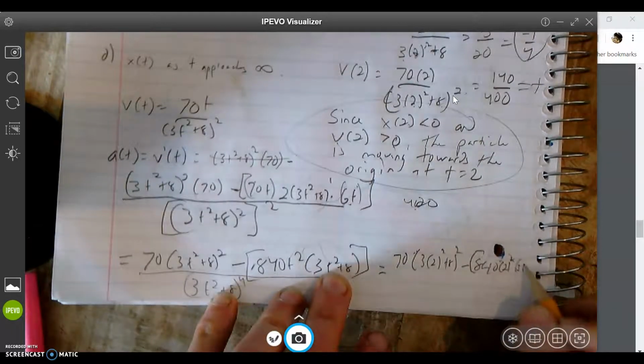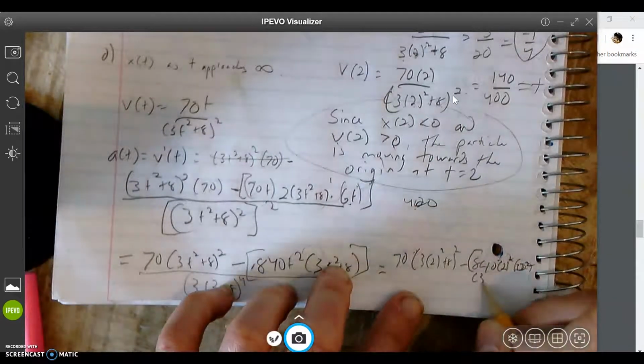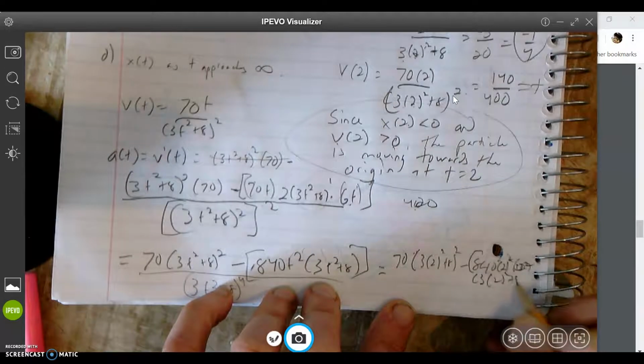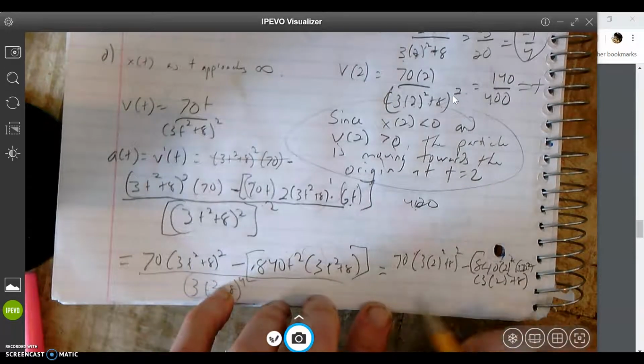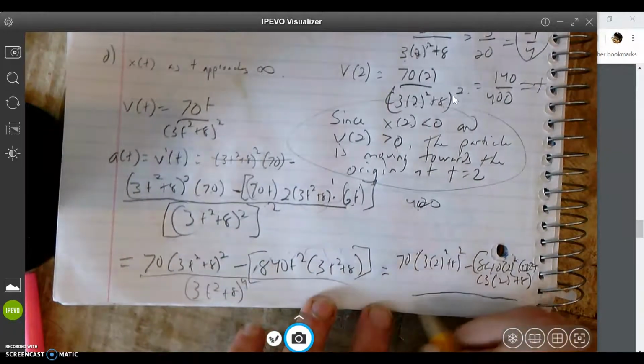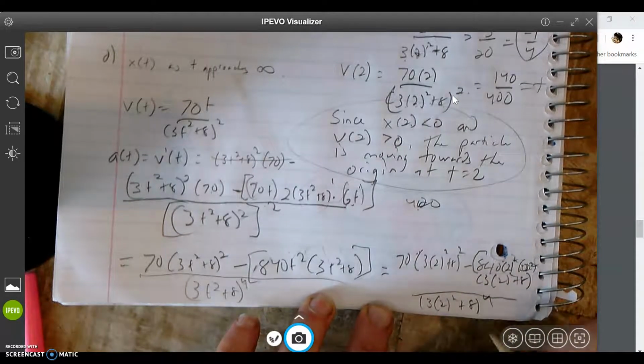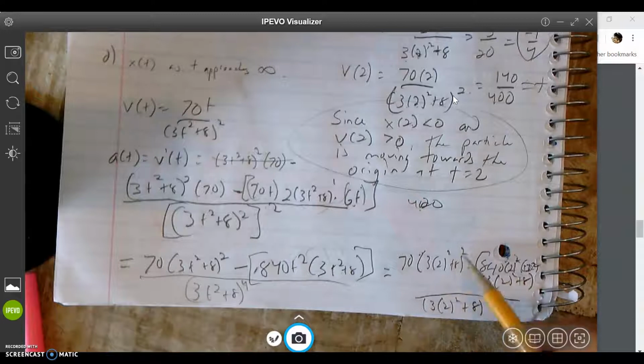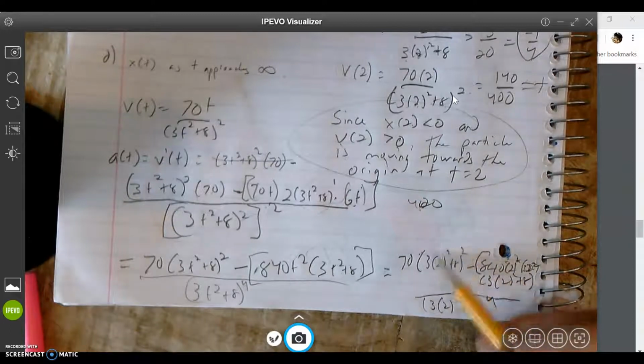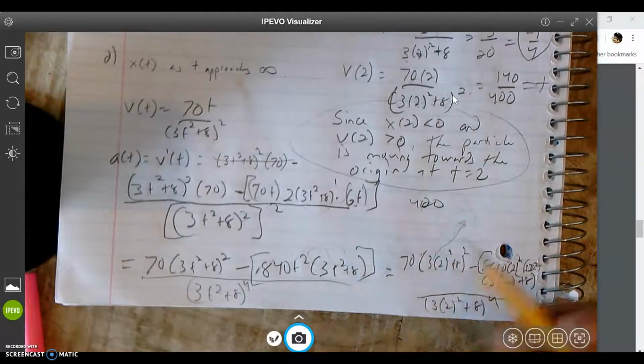Times 3 times 2 squared. Sorry, 3 times 2 squared plus 8. All over 3 times 2 squared plus 8 to the 4th. And you can leave it like this, actually. So I'm going to leave it like this, but I would actually write it neater up there. So I'll just plug 2 in here and I'm good.